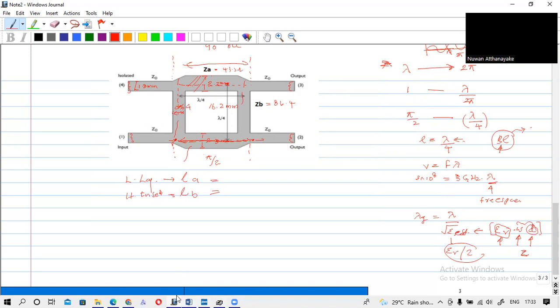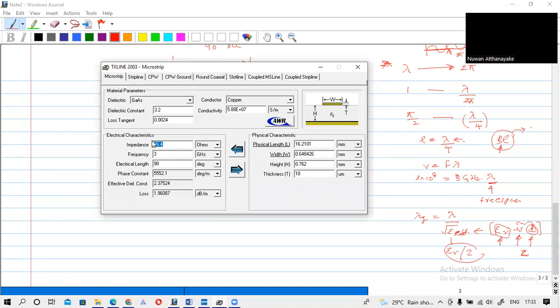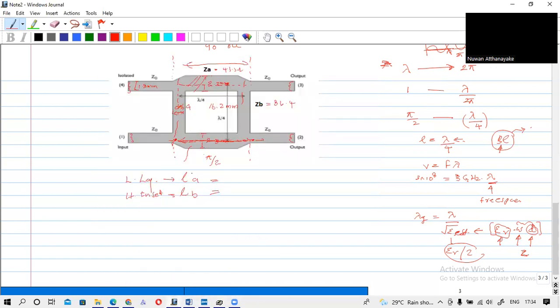So here, that is our high impedance section, no? That is 43.3. So that will be 15.4. So this value, from here to here, will be 15.4 millimeter. Okay, so these are the important parameters.